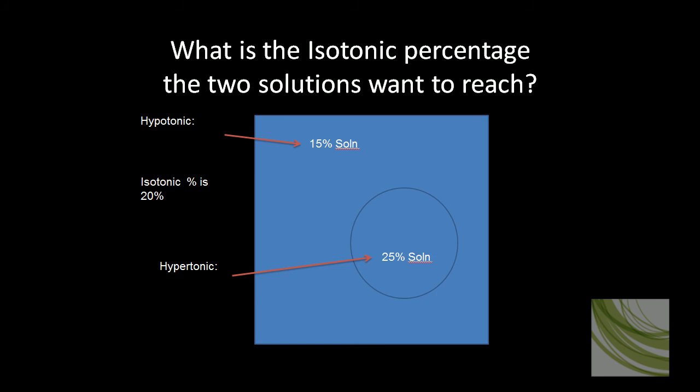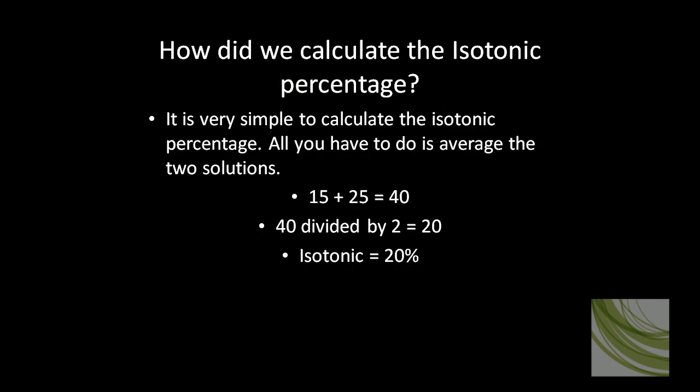What's the isotonic percentage of the two solutions? What's the percent they want to reach? That's actually pretty easy. It's going to be 20%. Now you're going to ask, how did we calculate that? Well, it's, again, very easy. It's simple to calculate. All you have to do is average the two solutions. If we take 15% solution plus 25% solution equals 40, 40 divided by 2 equals 20. That is our isotonic percentage.